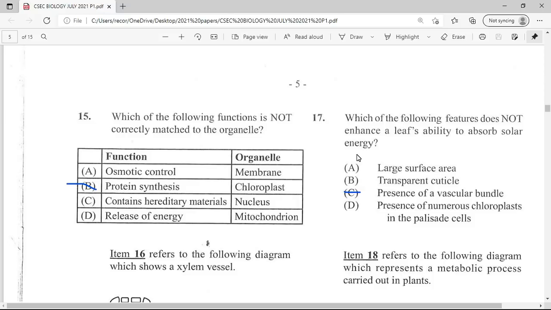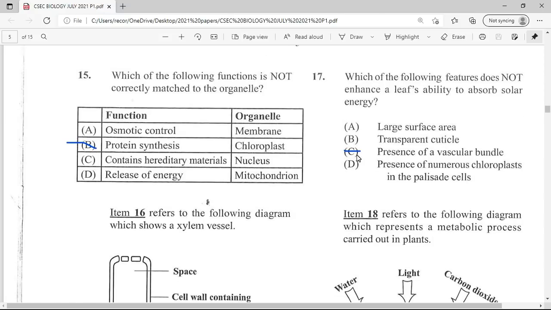When you look at the presence of chloroplast in the palisade mesophyll, which is the upper mesophyll, that's where you're going to have a concentration of chloroplast to capture that sunlight. So for me, the answer here is going to be C. Tell me what's your line of reasoning in the comments below.